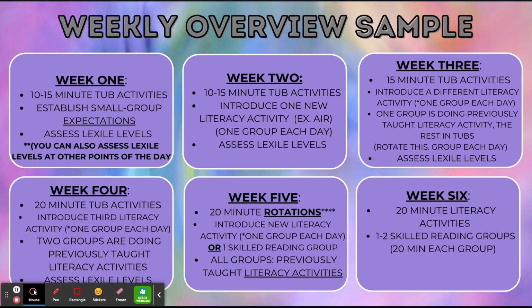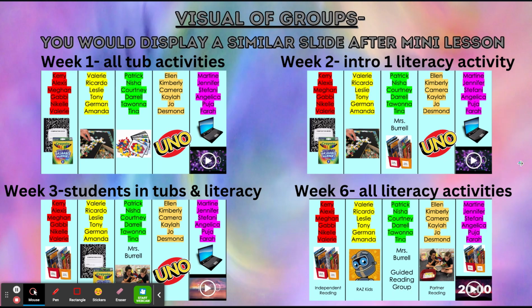Okay. But the biggest thing for week 5 is all groups are now in literacy activities and there's no more tubs at this point. By week 6, our goal is that everyone, right after the mini lesson and the independent practice, is moving into those 20-minute groups where you have one 20-minute group using those book sets for the book room, and everybody else is working in their literacy activity for 20 minutes, and you'll see a different group each day. So here's visually how it might look.